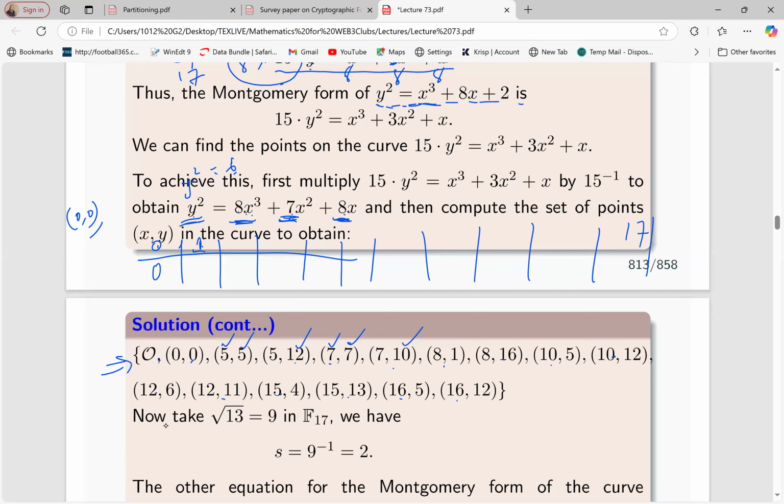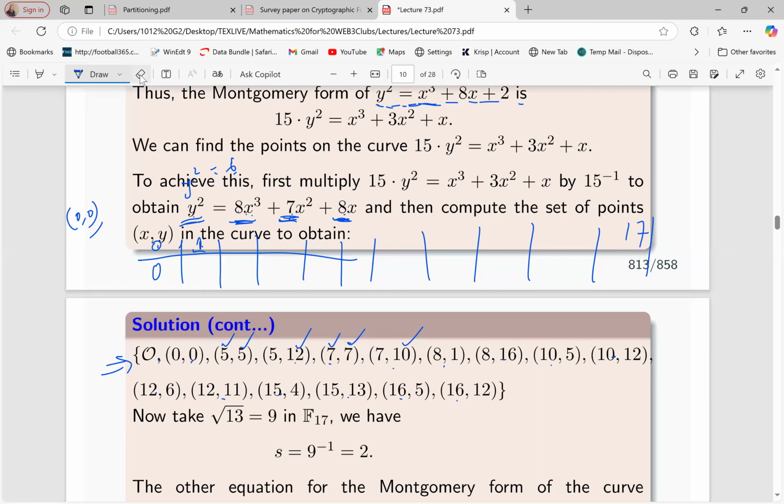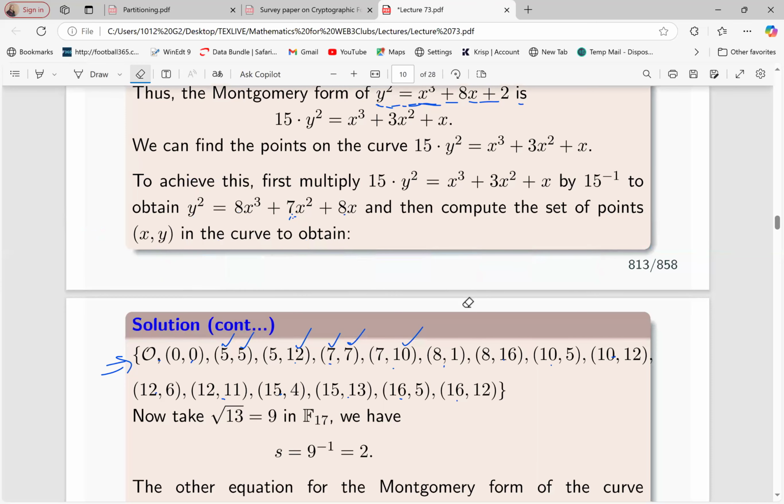So the Montgomery curve must have the same number of points as the short Weierstrass one. Now, earlier we found the square root as 8 and 9. We've used 8, and this is where we've reached. So we go back and now choose 9, so that S is the inverse of 9.